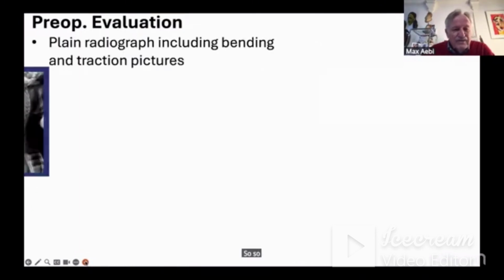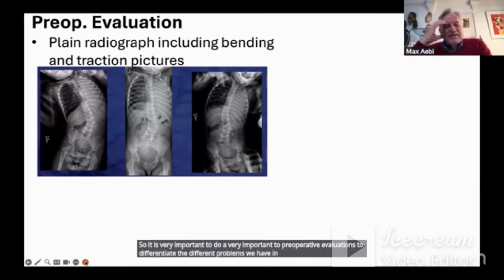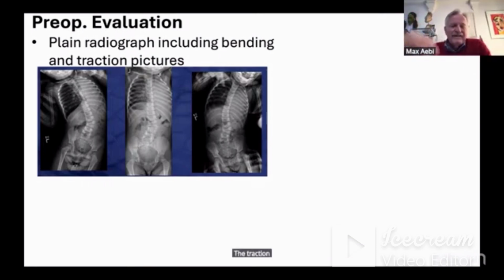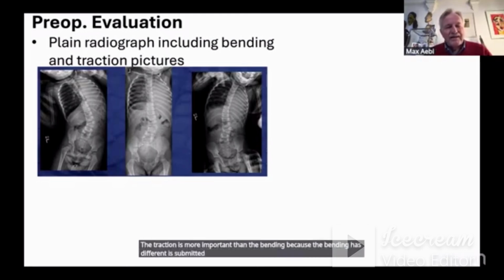So it is very important to do a proper preoperative evaluation to differentiate the different problems we have in this pathology. So the plain radiographs are still there specifically to judge the balance of the spine, including the bending and traction pictures. For me, the traction is more important than the bending because the bending is subjected to different problems like own muscle activities, whereas when you really do traction films, you can see how the spine can develop when you take the load away from the spine.